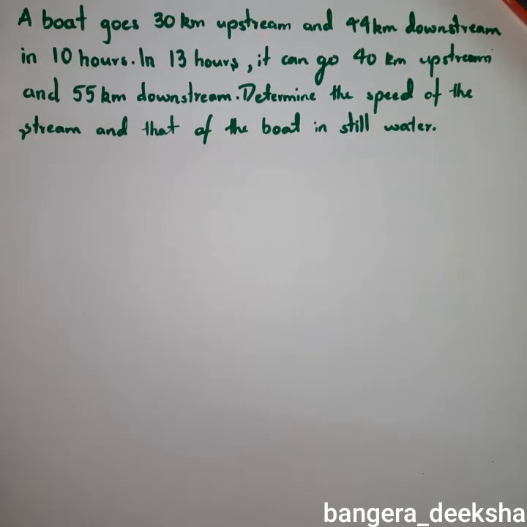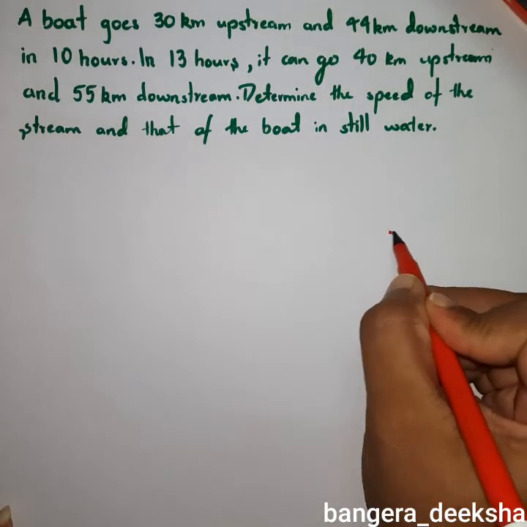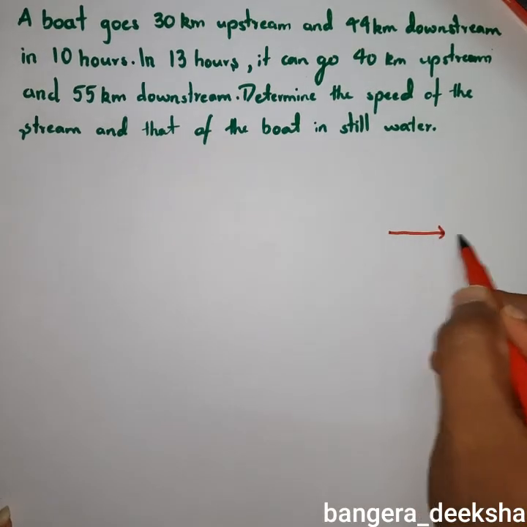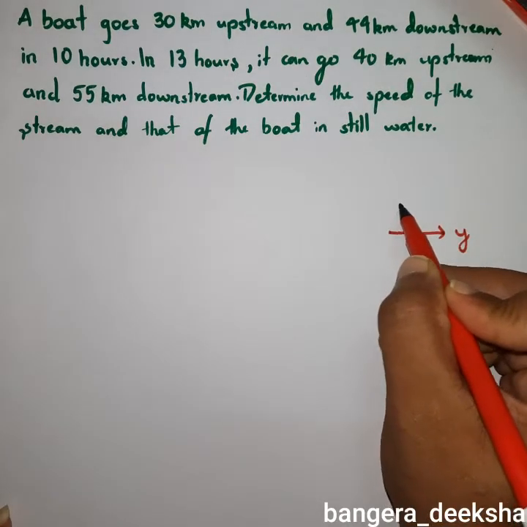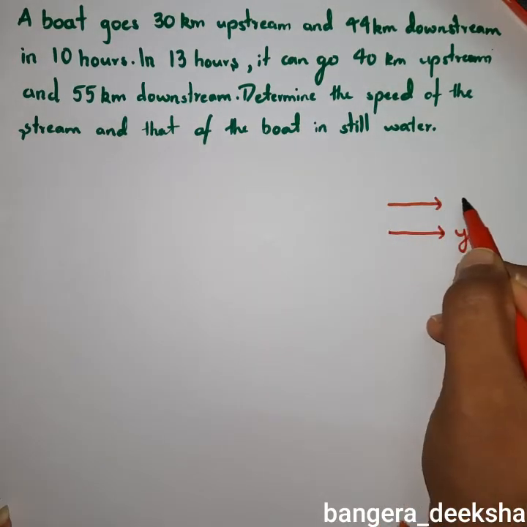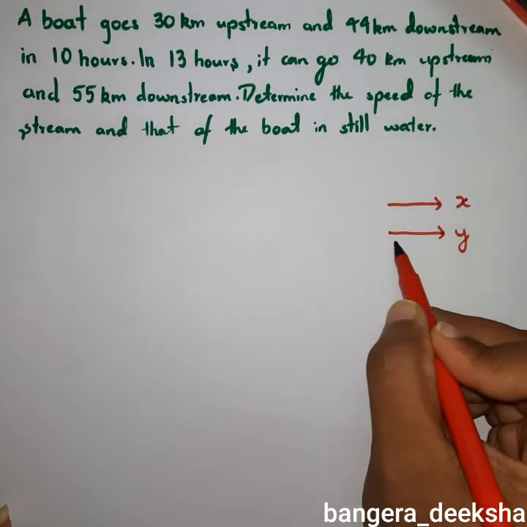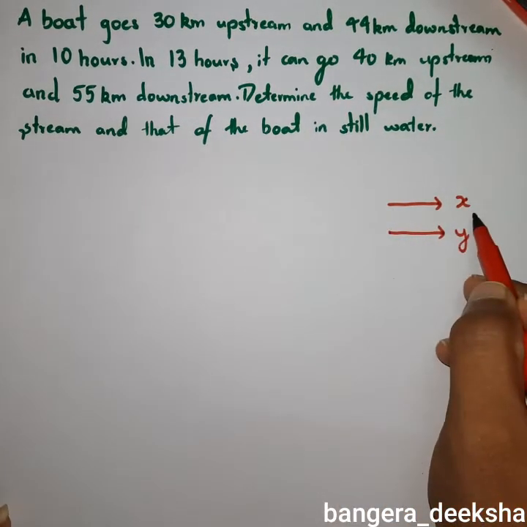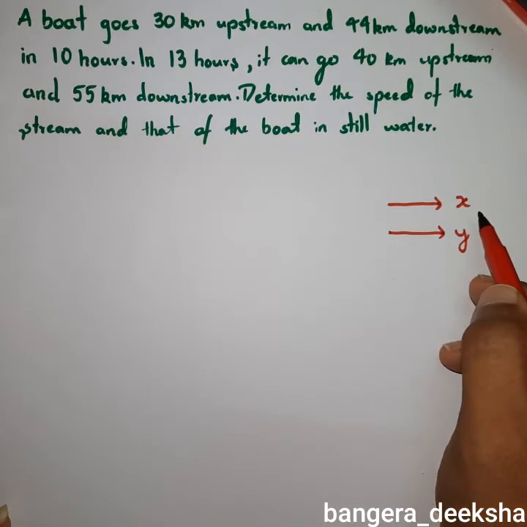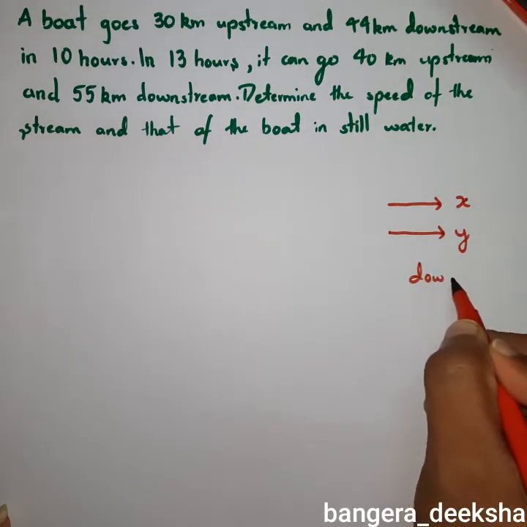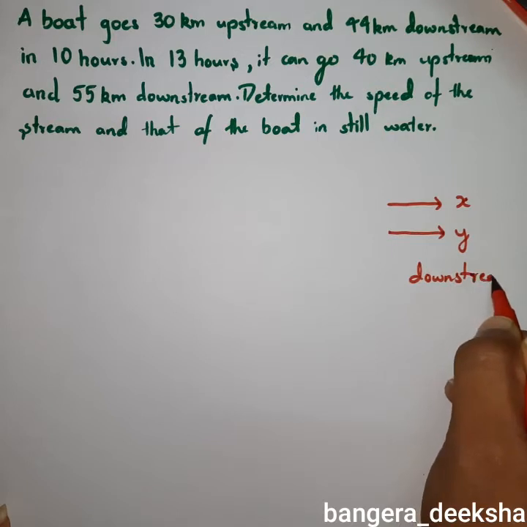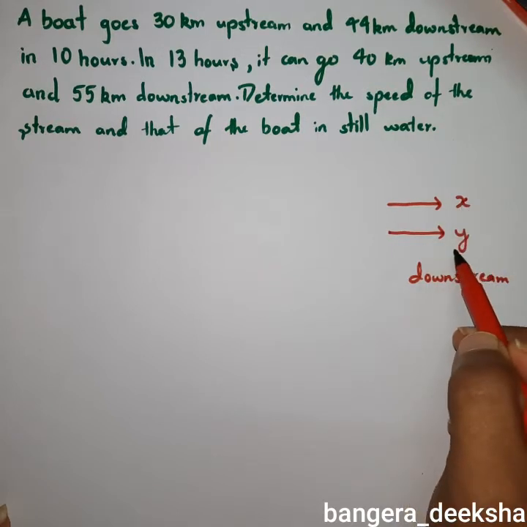First, let us try to understand what we mean by downstream and upstream. Suppose this is your river. Say the speed of the river is y, and you have a boat of speed x. If the direction of the stream and the direction of the boat are in the same direction, you call it downstream. That is, the boat goes along in the direction of the stream.